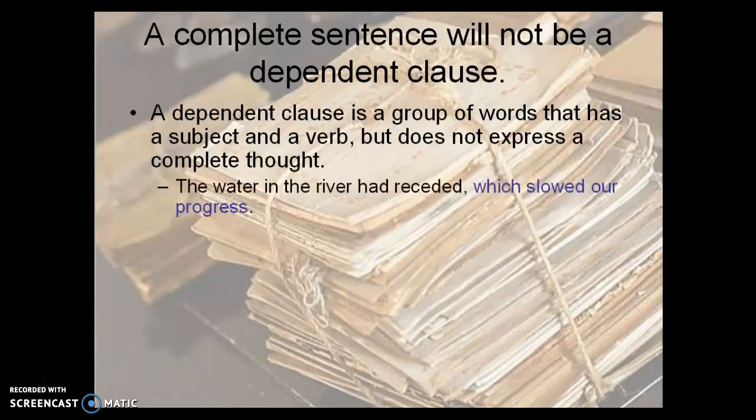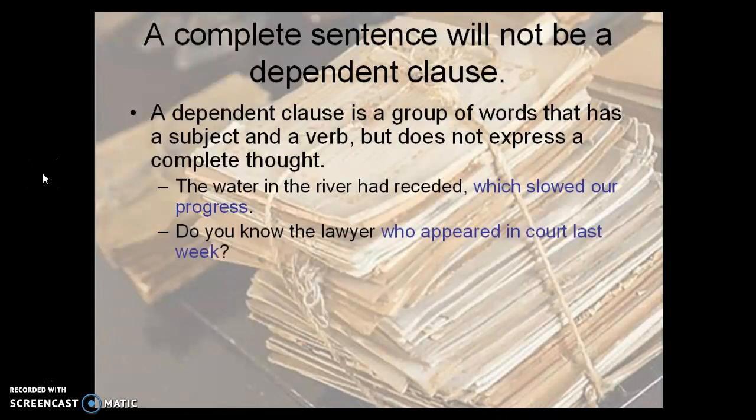So this is a complete sentence: "The water in the river had receded, which slowed our progress." The dependent clause in here is in blue: which slowed our progress. That depends on the rest of the sentence, the water in the river had receded, for it to be a complete thought.